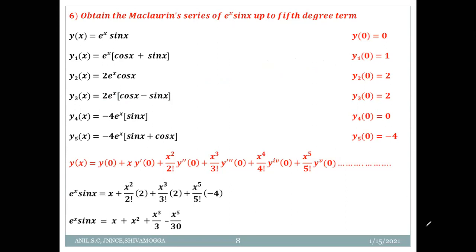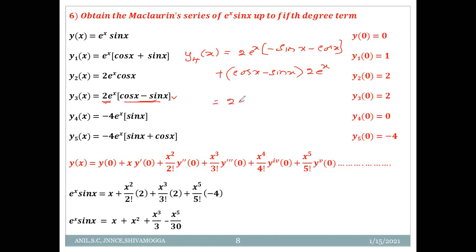Next, we find y4 and y5. To find y4, we differentiate y3. Derivative of this y3 is y4 of x. Here 2 into e power x is the first function, cos x minus sin x is the second function. 2 into e power x into derivative of cos x minus sin x. Derivative of cos x is minus sin x, minus sin x is cos x. First function into derivative of second function, plus second function cos x minus sin x into derivative of 2 into e power x, which is 2 into e power x itself.